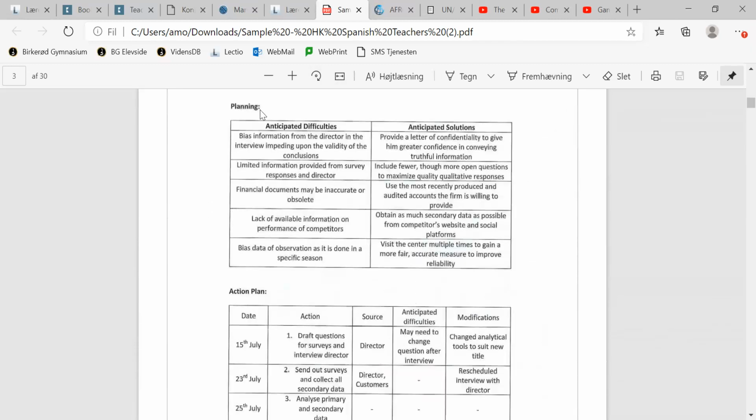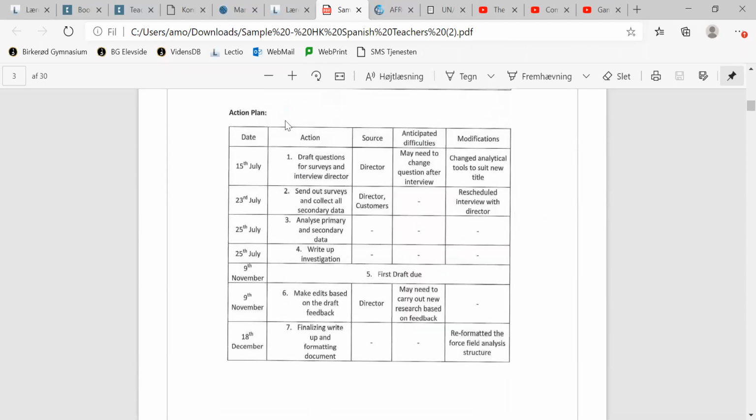Next page, this is very general. Planning, anticipated difficulties. Have a look through these 5 here. You can easily apply them to whatever project you're doing. They're very generic. And if you remember, you are project managers. If you mention a difficulty, you say how you plan to overcome it. So potential solutions here as well. And then, guys, put in your plan.